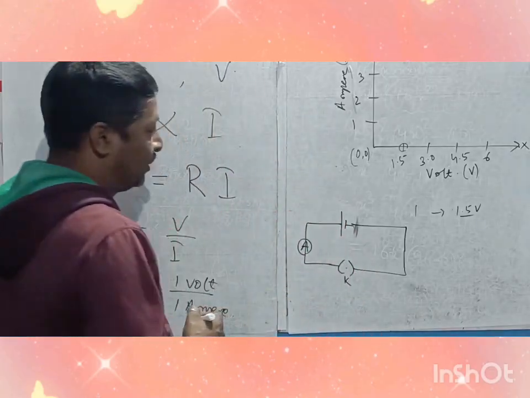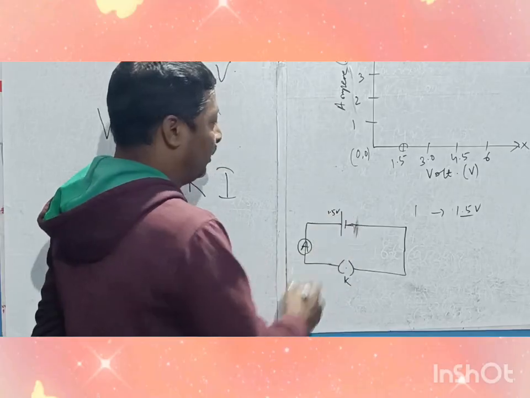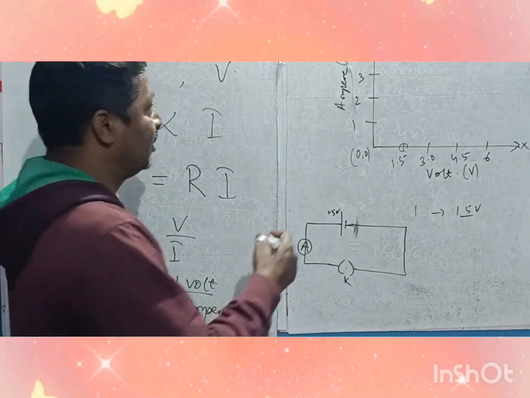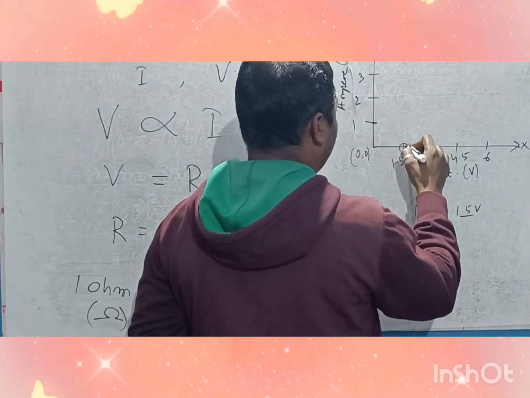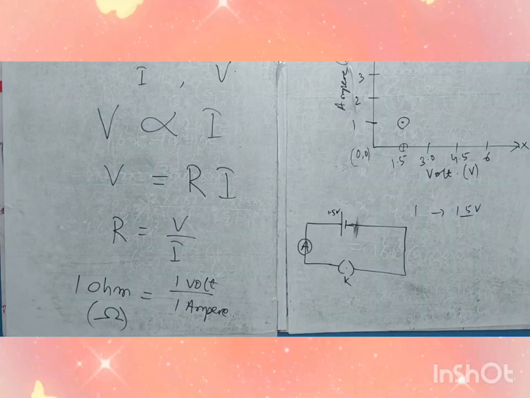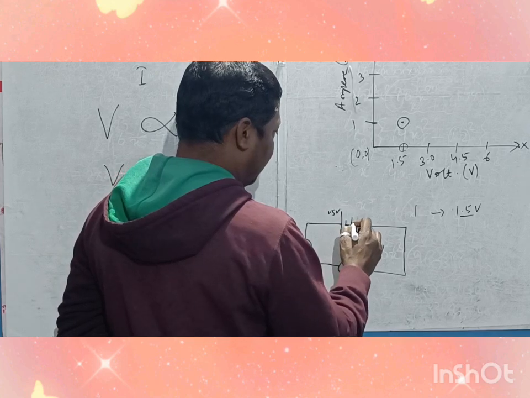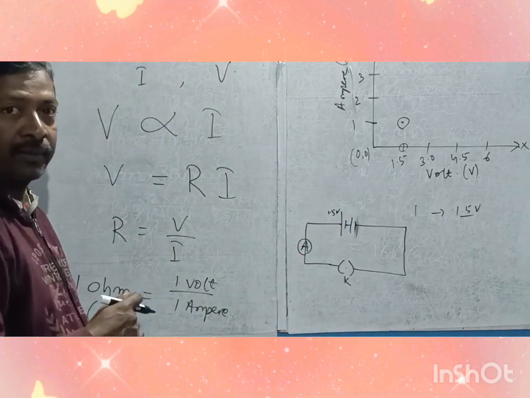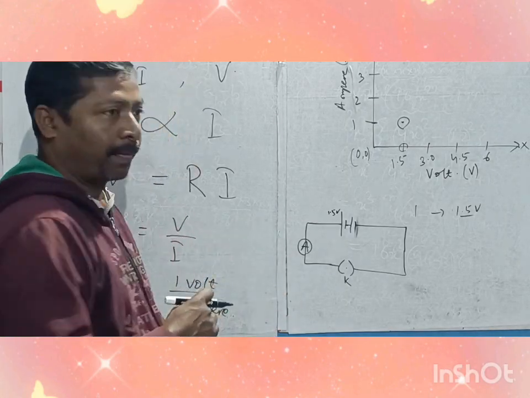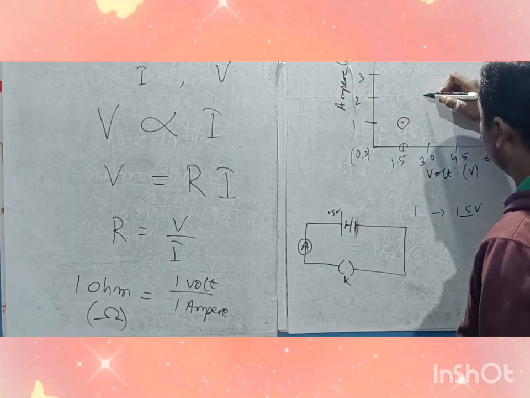Okay. If I am taking one cell having 1.5 volt, then I have to note down the reading here in the ammeter. Suppose it is 1 ampere. Okay, 1 ampere and 1.5 volt. So I made a mark here. So if I add another cell, make it a battery of 2 cells, and I observe the ammeter, I will get 2 ampere.